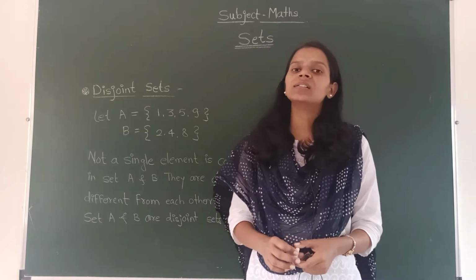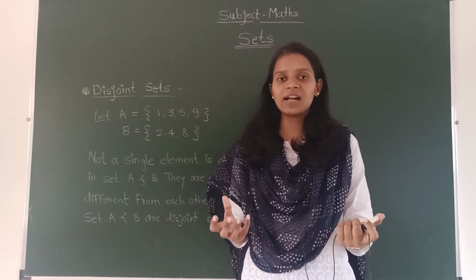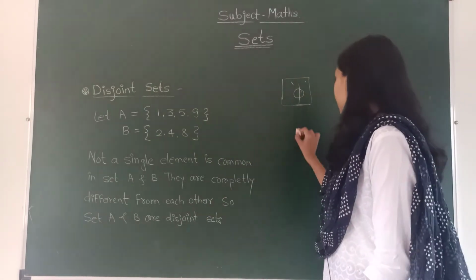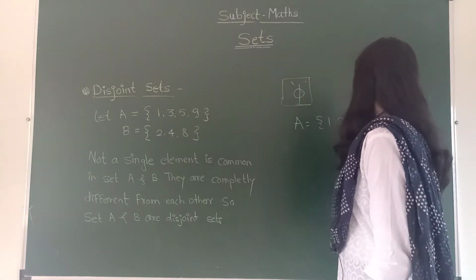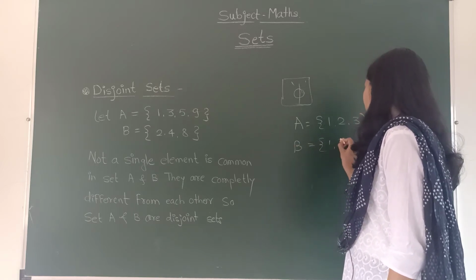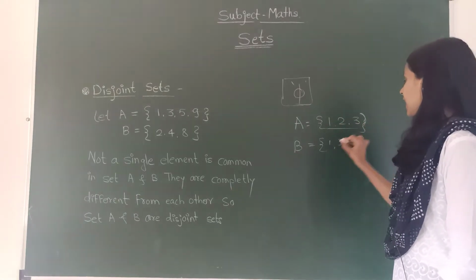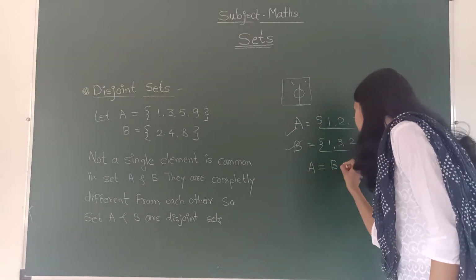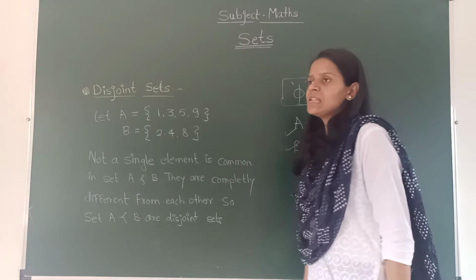After that we have studied the equal sets. What are the equal sets? Set A and set B are said to be equal if all the elements in set A are in set B. Suppose set A consists elements 1, 2 and 3, and there is another set B which consists elements 1, 3 and 2 again. The sequence of set doesn't matter, but set A and set B consist the same elements, therefore we can say set A is equal to set B or set B is equal to set A. This is equal sets.